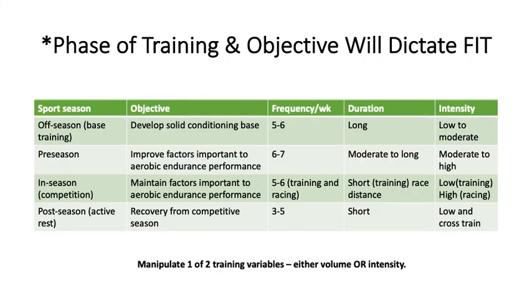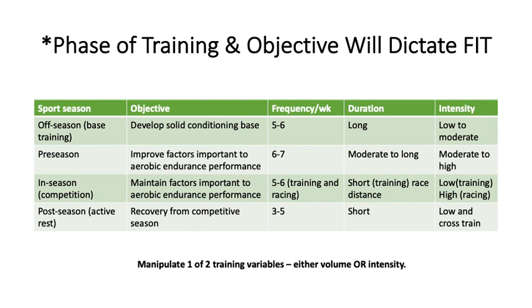Here's a nice chart that shows the phase of training, the objective of that phase of training, and how frequency, intensity, and time, or frequency, duration, and intensity, is affected by the sport season. So in the off season, it's really base training, and the objective is to develop a solid conditioning base. Frequency is 5 to 6 times per week. The duration is long, and it's low to moderate intensity.